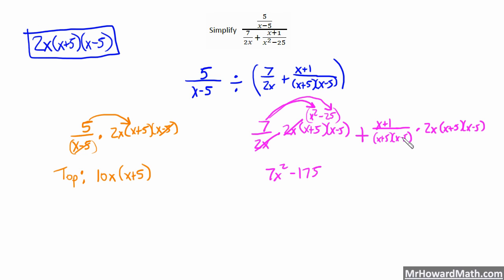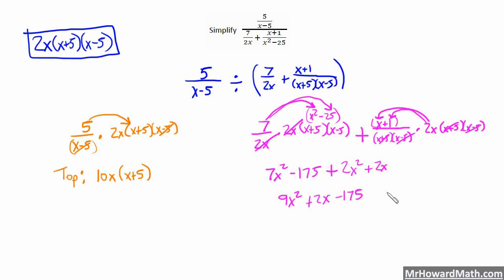Okay, and then over here I'm going to work with this part, so that's going to be plus this, whatever this ends up being. Notice that my x plus 5 cancels with that x plus 5, x minus 5 cancels with that x minus 5, and I'm only left with 2x times the quantity x plus 1. Okay, so 2x times x, 2x squared. 2x times 1 is 2x. Combine my like terms and I get 7x squared and 2x squared is 9x squared plus 2x minus 175.